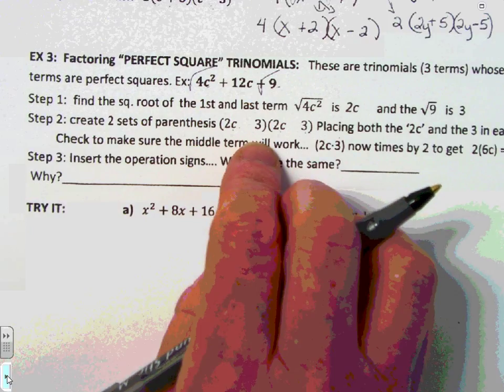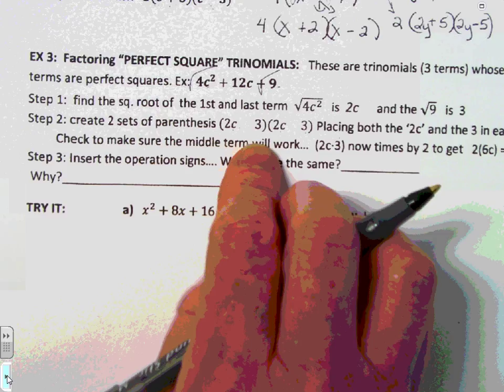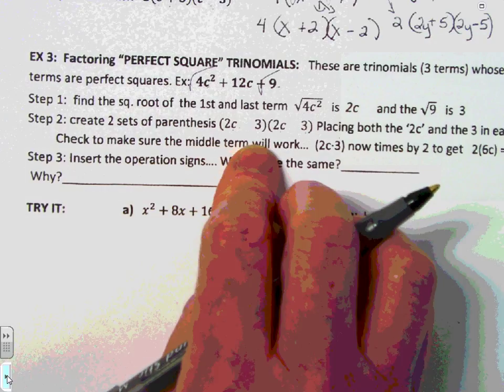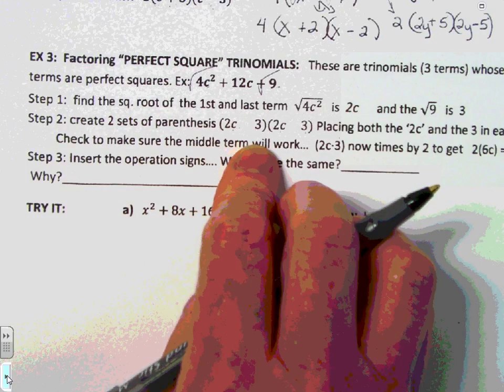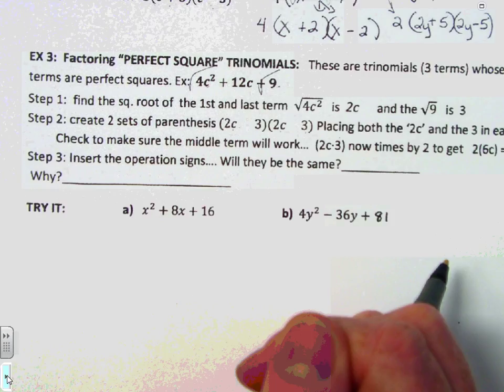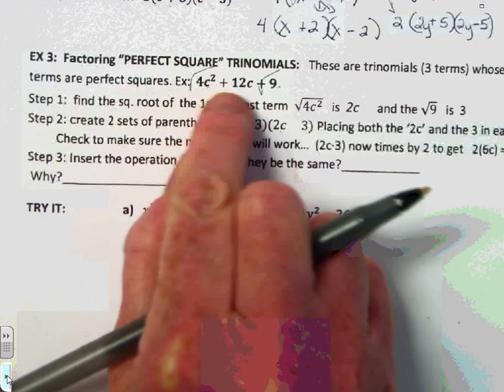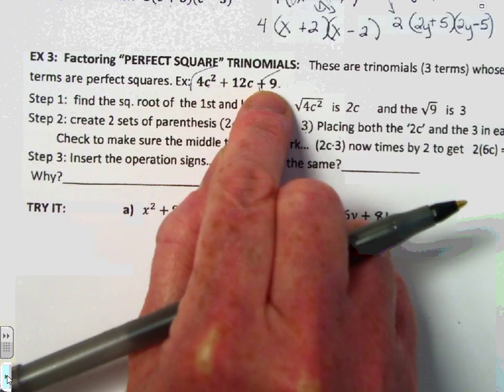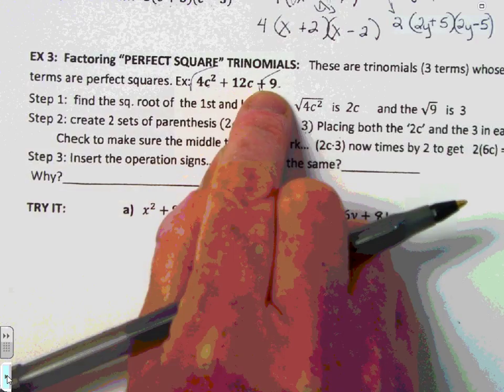So are the signs going to be opposite this time? If they were opposite, I wouldn't have a middle term. So they're either both going to be negative or they're both going to be positive. Did you see any negatives in this problem? So they both have to be positive, right?